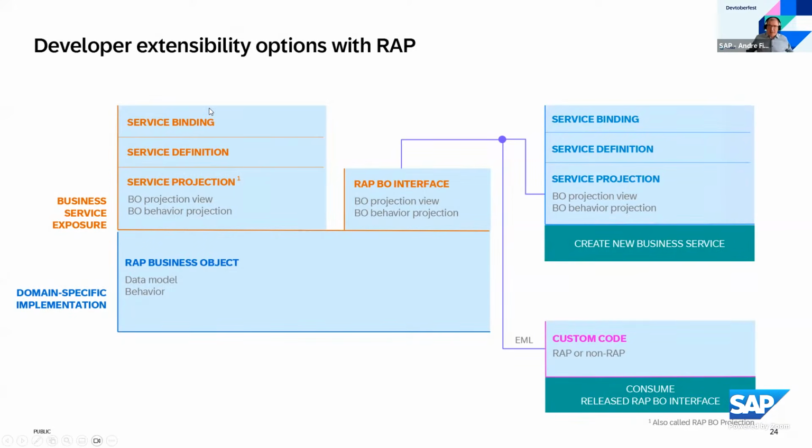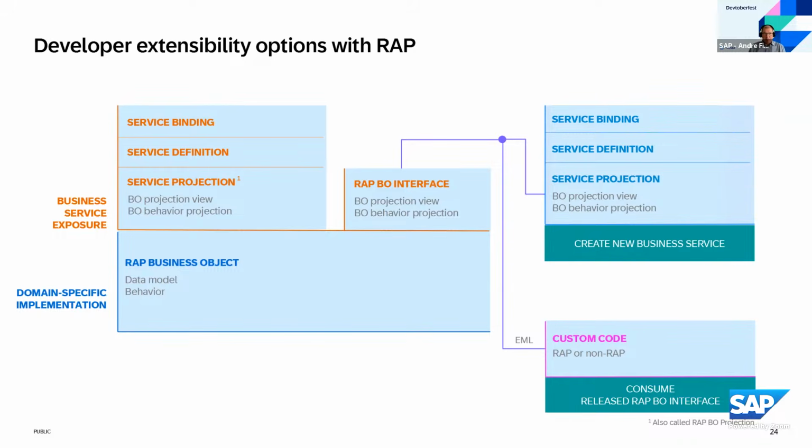So this is what Karine has shown you right here on the right-hand side. How to create a new business service on top of a released BO interface, and how you can use EML in your code to consume a released BO interface via code, maybe in your own app or, as she showed it, in a normal class.